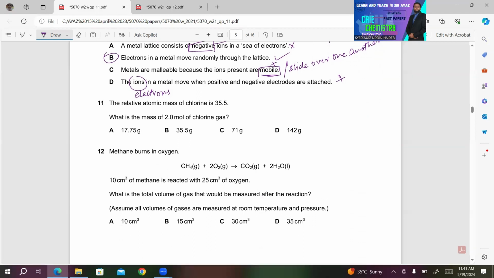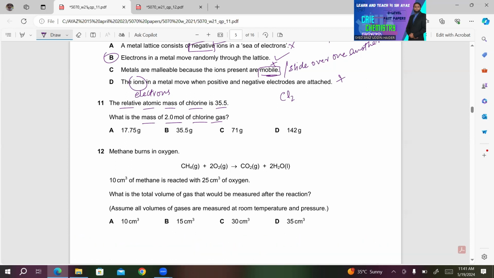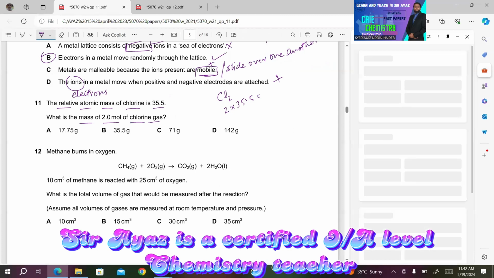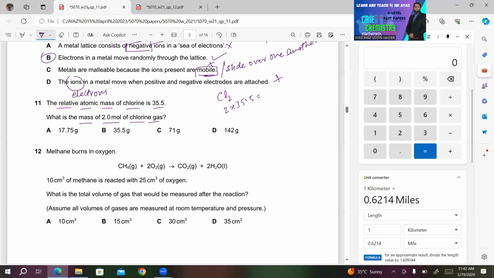Number 11, the relative atomic mass of chlorine is 35.5. What is the mass of 2 moles of chlorine gas? Remember, the formula for chlorine gas is Cl2. Now the relative mass is given. Now they are saying 2 moles of chlorine gas. This is 1 mole of chlorine gas. So 1 mole of chlorine gas means 2 multiplied by 35.5. 35.5 multiplied by 2 gives 71.